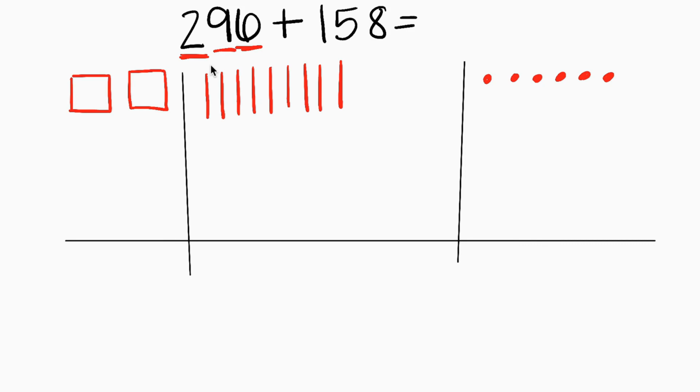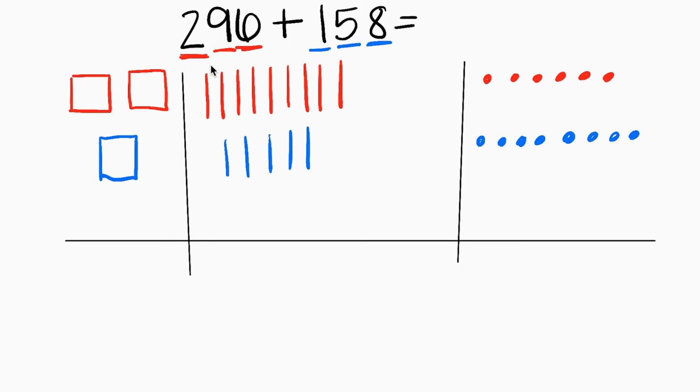Now let's take a look at the next number. So we are going to add on 100. How many tens are we going to add? 5. 1, 2, 3, 4, 5. How many ones are we going to add on? 8. And so I'm going to do the dots, 5, 6, 7, 8. Okay, so now all of the numbers are represented through blocks on the mat. Now we just have to put everything back together.